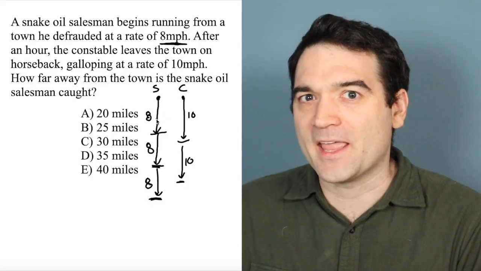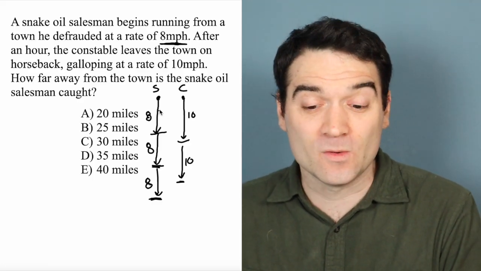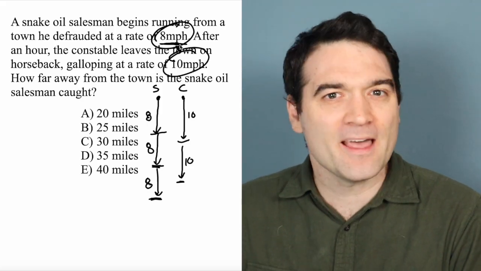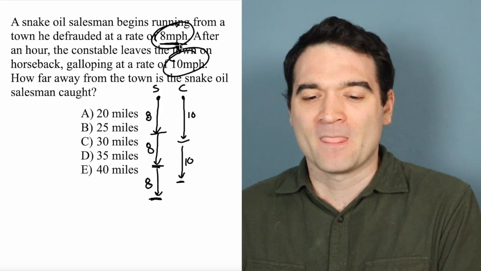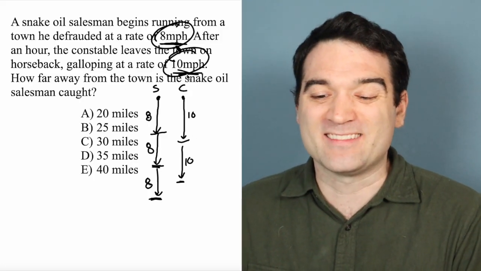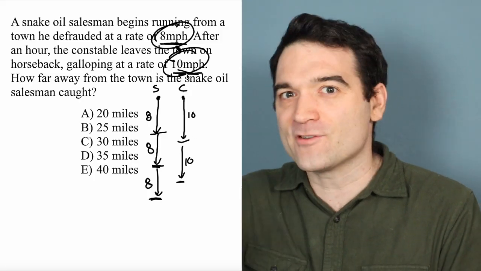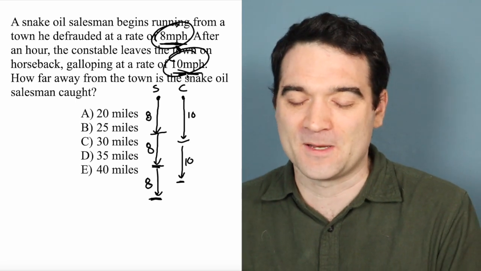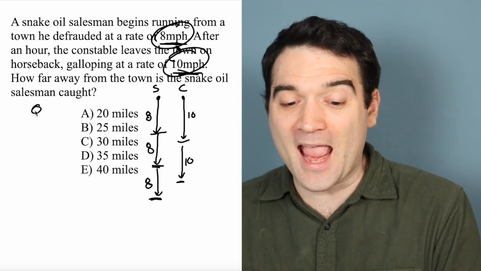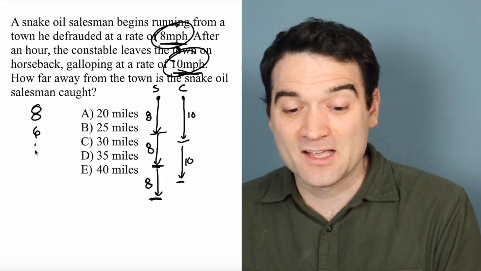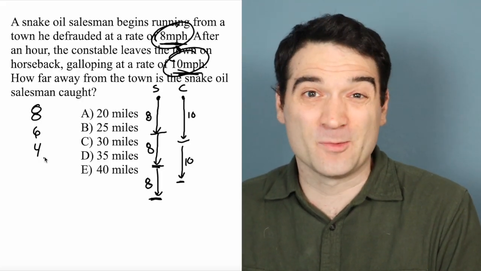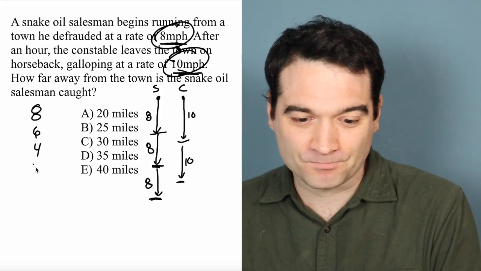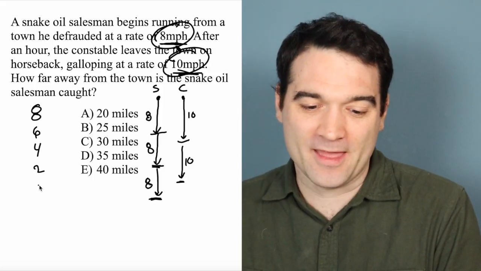Every hour, the gap is closing by 2. Now you'll notice that that's the difference in their rates. And that makes a lot of sense, doesn't it? Right? If the constable is traveling 2 miles an hour faster, every hour he's going to gain 2 miles on the snake oil salesman. So we went from 8 to 6 to 4. How long until we get to 0? Well, it's going to be 2 more hours after this, right? 2, and then it gets to 0.